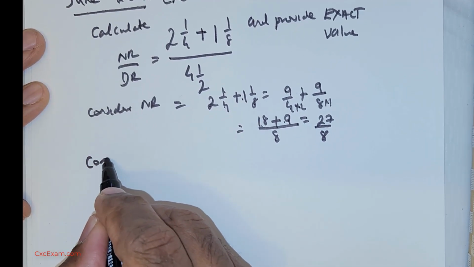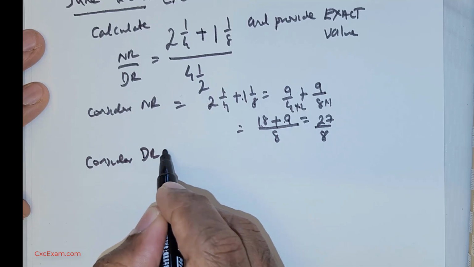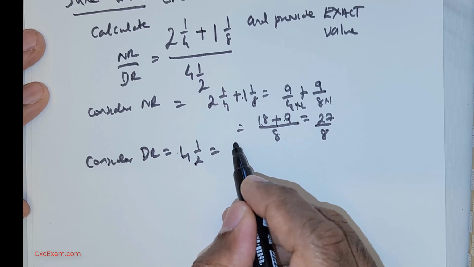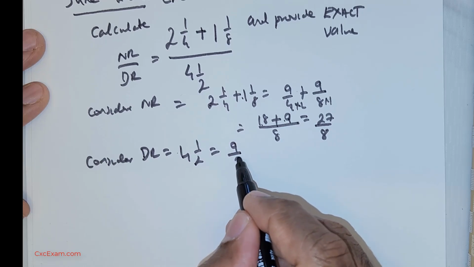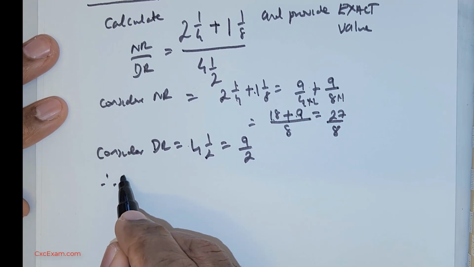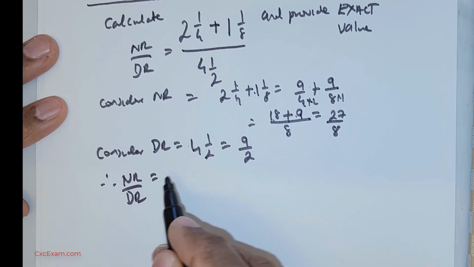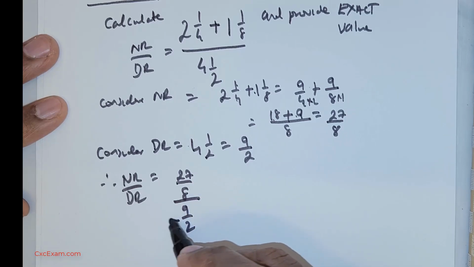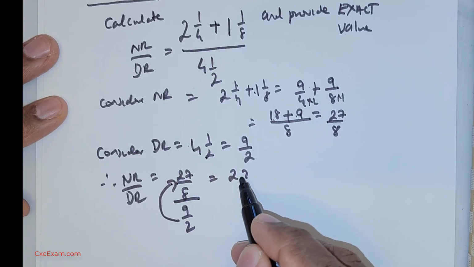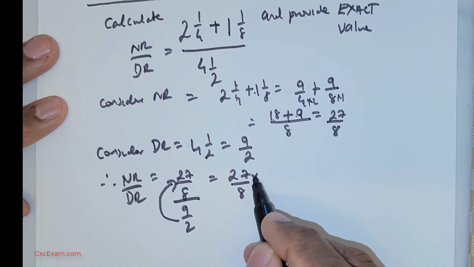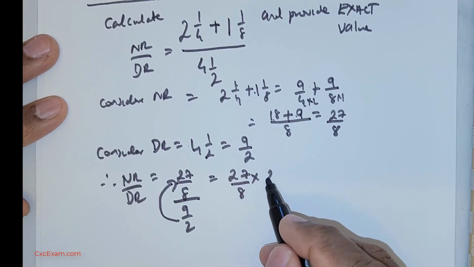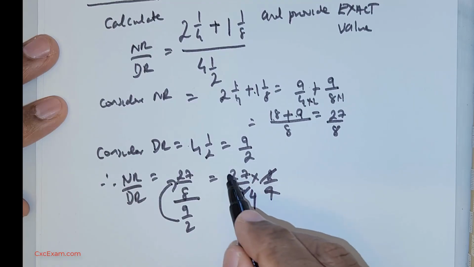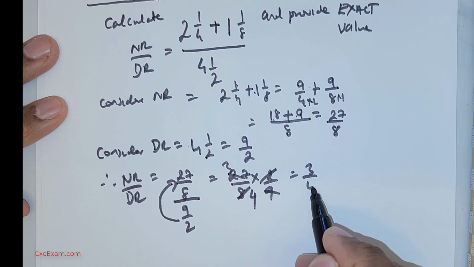Now you consider the denominator, which is 4 1/2. 2 times 4 is 8, 8 added with 1 gives me 9 over 2. So therefore the numerator divided by the denominator is 27 over 8 divided by 9 over 2. You bring this to the numerator, so 27 over 8. When you bring 9 over 2 to the numerator, it flips and becomes 2 over 9. 2 divides 8 4 times, 9 divides 27 3 times, so you have 3 over 4.